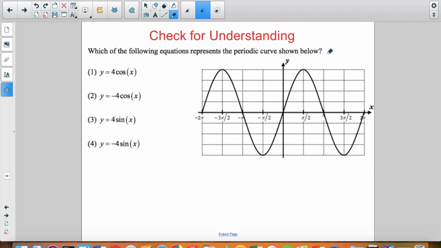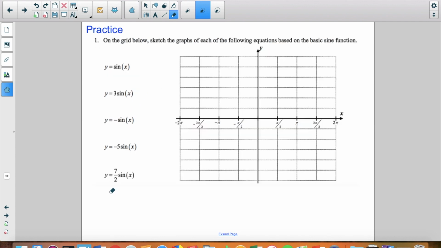Okay, now to get credit for this class, you have to complete this check for understanding question. It says, which of the following equations represents the periodic curve shown below? It's a multiple choice question, so you need to match this graph with the multiple choice question. Now there is going to be one other question that you will have to do. It's going to be practicing graphing. So you will also have to complete this problem as a check for understanding.